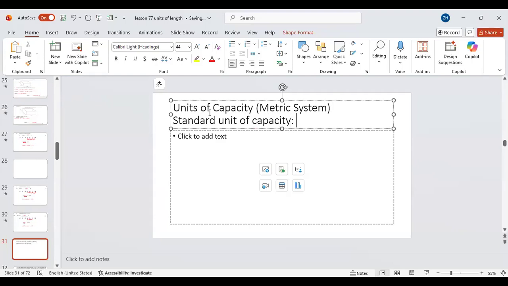So units of capacity. Capacity is how much a container can hold, right? The standard unit of capacity is liters, right?